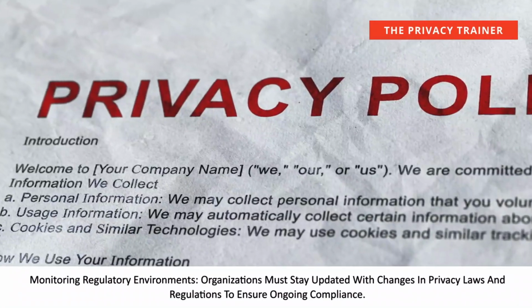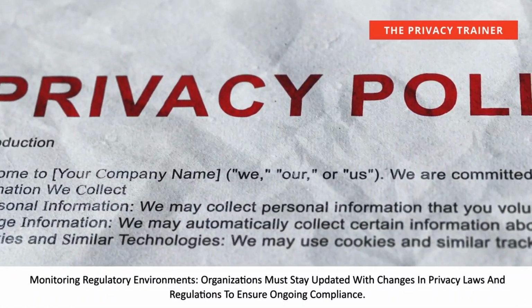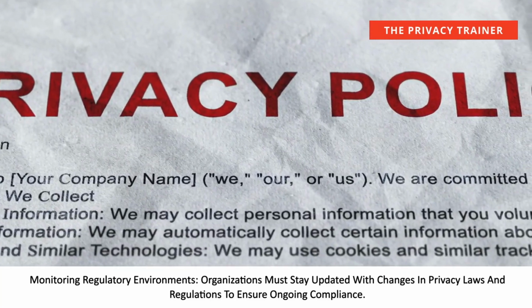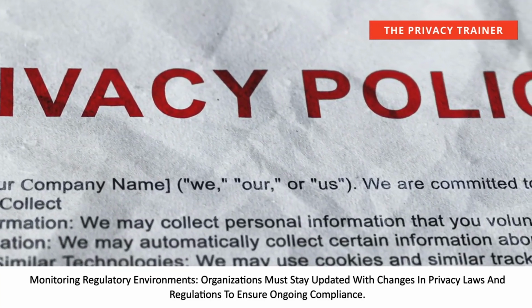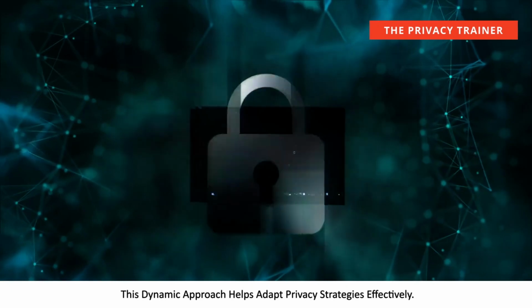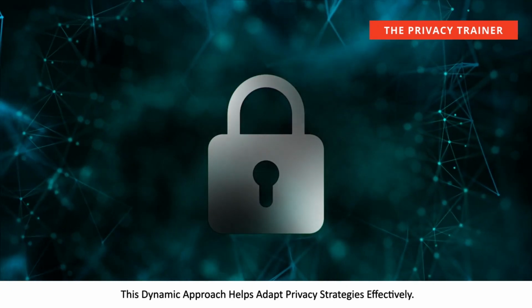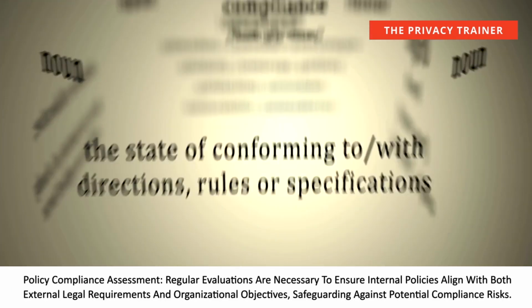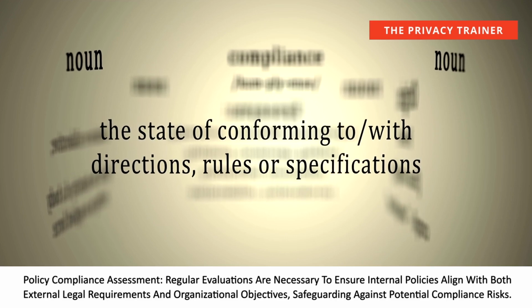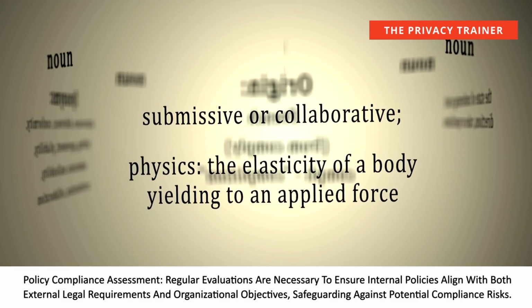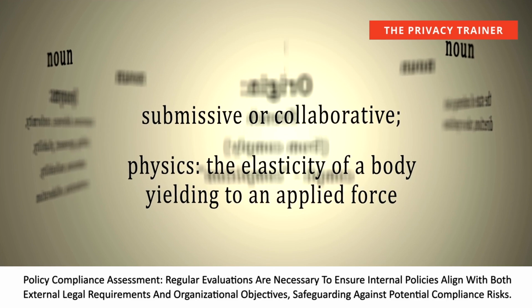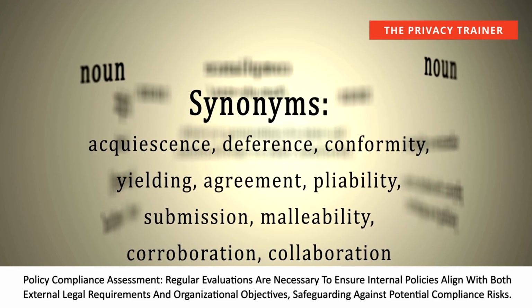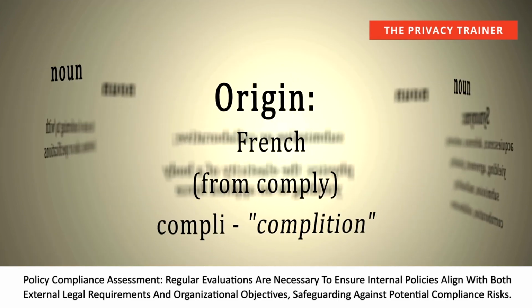Monitoring regulatory environments. Organizations must stay updated with changes in privacy laws and regulations to ensure ongoing compliance. This dynamic approach helps adapt privacy strategies effectively. Policy compliance assessment. Regular evaluations are necessary to ensure internal policies align with both external legal requirements and organizational objectives, safeguarding against potential compliance risks.